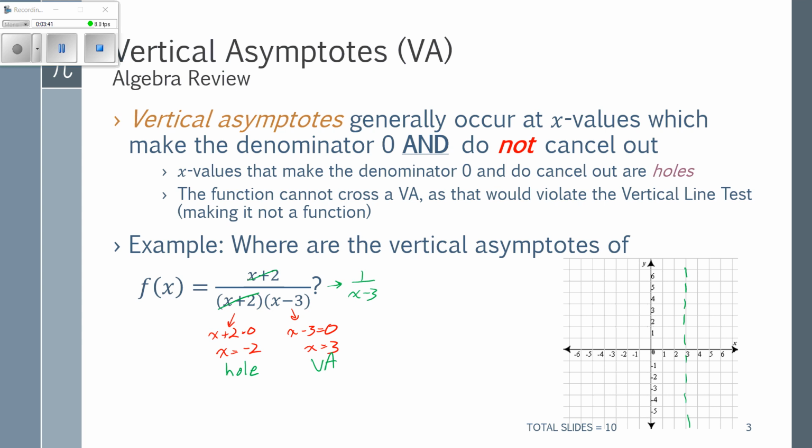Mathematically, the word asymptote is a line that a function approaches. Vertical asymptotes can never be crossed, not because it's an asymptote, but because we're dealing with functions. If I cross a vertical asymptote and then try to come back closer to it because it's an asymptote, I violate the vertical line test and it wouldn't be a function.